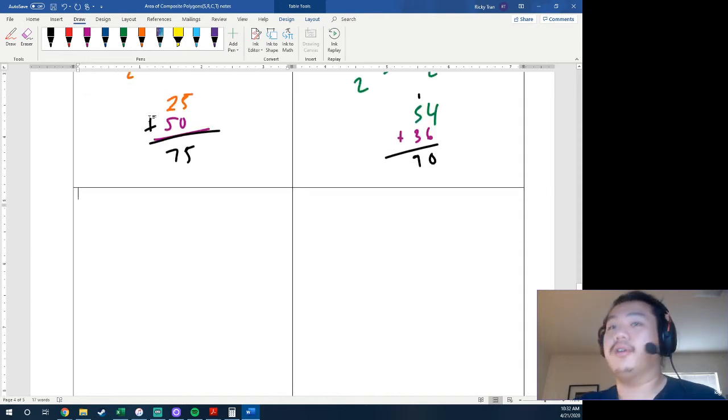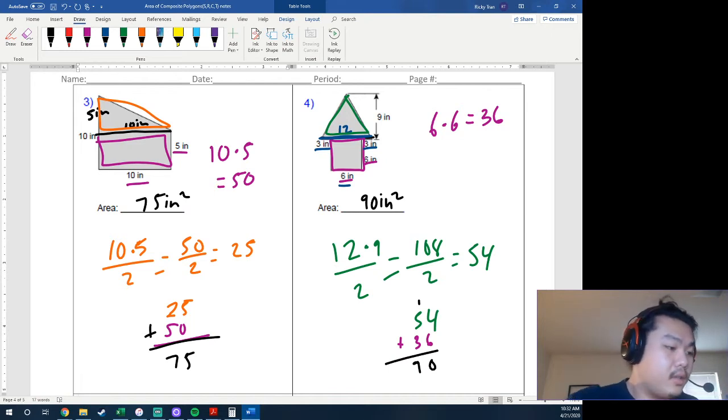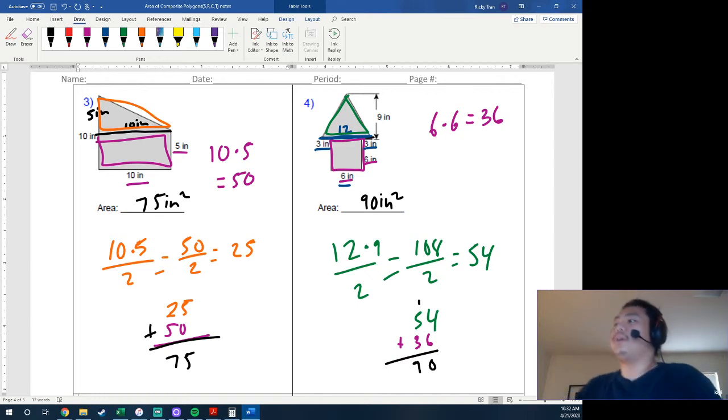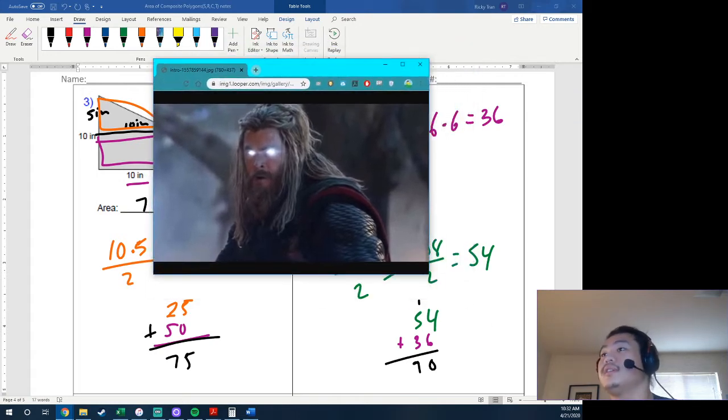All right, so that is the end of today's lesson, focusing on area. Today I gave you 6 questions, I believe. And remember your exit ticket is Thor. There's your exit ticket right there. Make sure you get that completed.